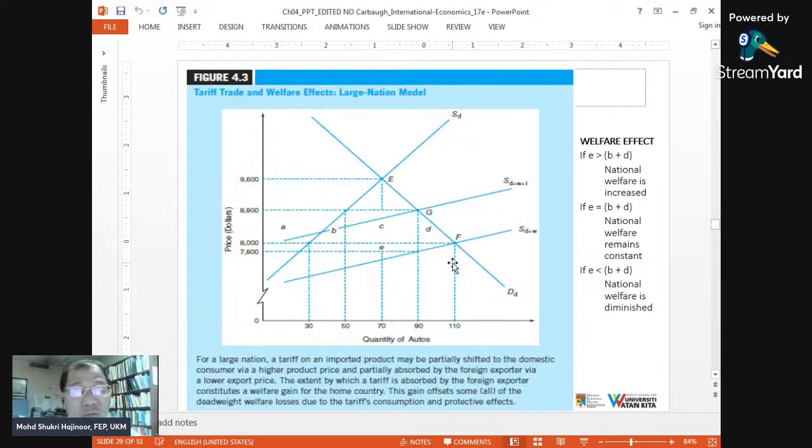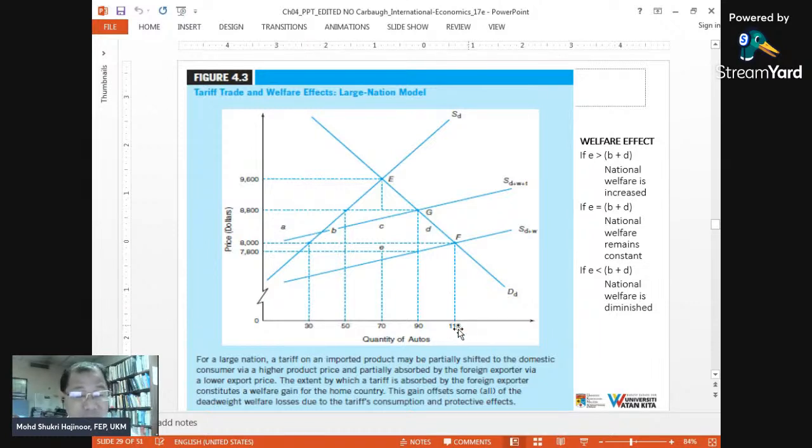Consume demand, consume 110 at the price of 8,000. Stop here. This is the supply. This is the demand. Take this 9, stop here, demand. So consume 30, supply 30, produce 30.